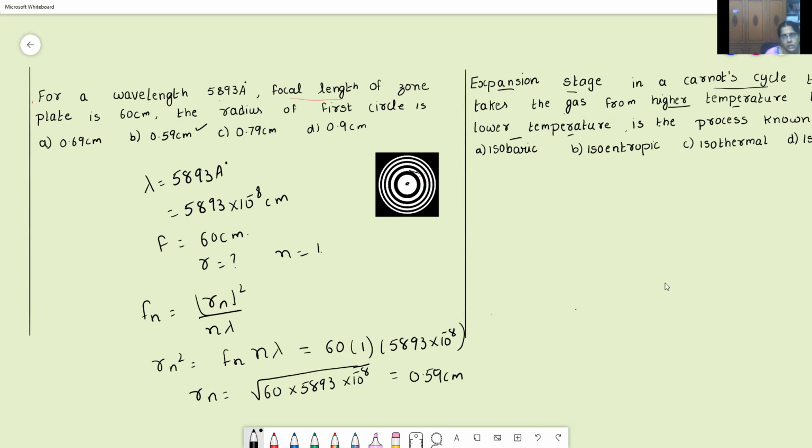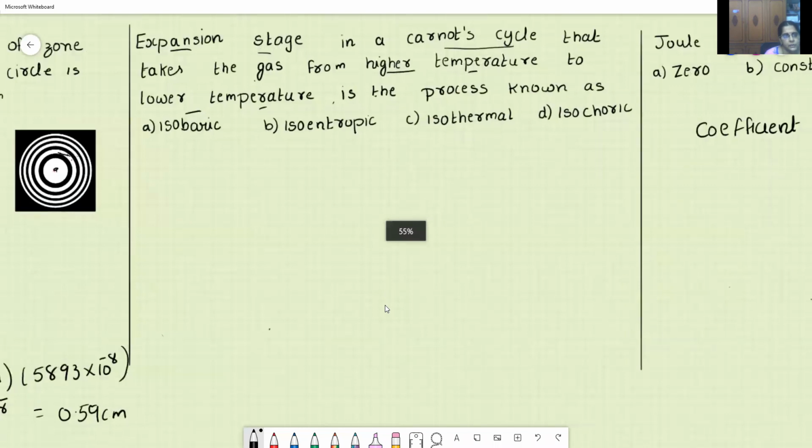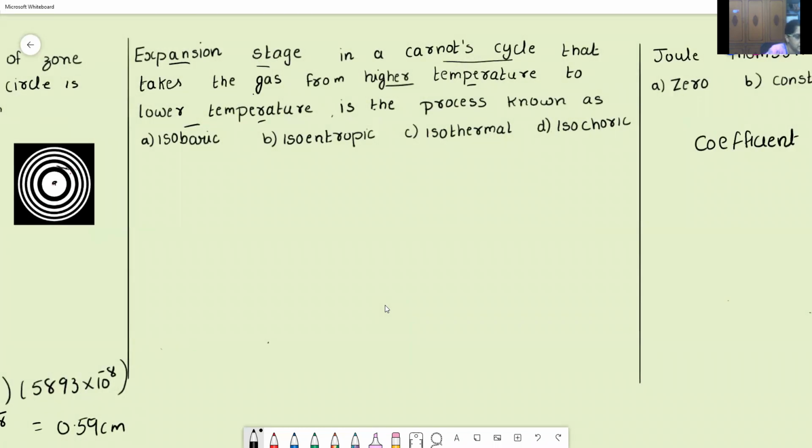Okay, next question is from thermodynamics. Here they have given: the expansion stage in a Carnot cycle that takes the gas from higher temperature to lower temperature is the process known as isobaric, isoentropic, isothermal, isochoric. Expansion stage means the gas is expanding, and the gas goes from higher temperature to lower temperature. So I need to describe the process in which there is an expansion of the gas and the temperature moves from higher temperature to lower temperature.